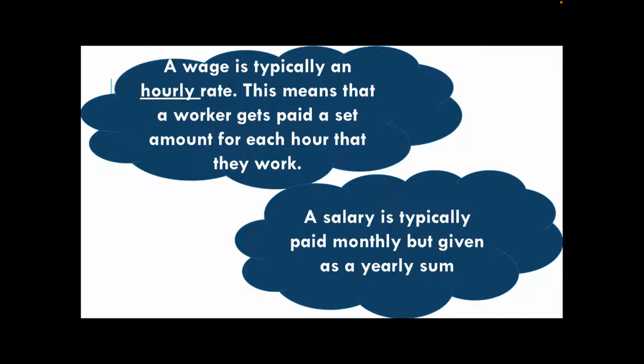A salary is typically paid monthly but given as a yearly sum. So you might see that a job advertises a £20,000 annual salary, but you don't just get paid at the end of every year. You get a monthly wage that is your salary divided by 12.